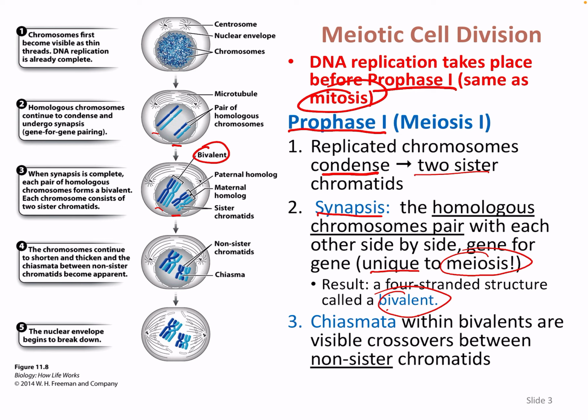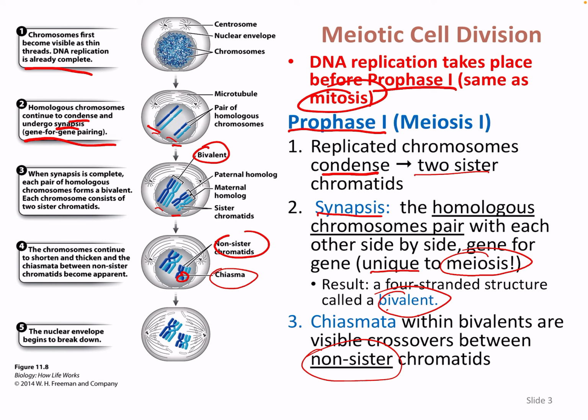Then third, we have the chiasmata, which are visible crossovers within bivalents through non-sister chromatids. Here we have our non-sister chromatids, where we can see the chiasma of the crossover between the 2 sister chromatids. So again, chromosomes first become visible as thin threads. DNA replication is already complete, like mitosis. Second, homologous chromosomes continue to condense and undergo synapsis, which is gene for gene pairing, as we can see here. The genes are paired up.